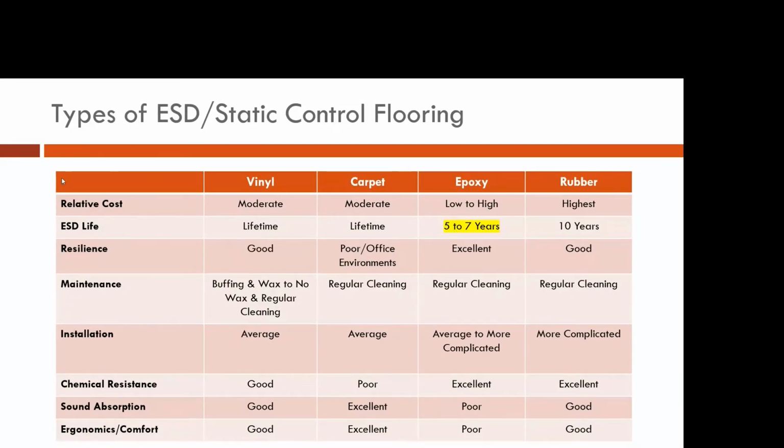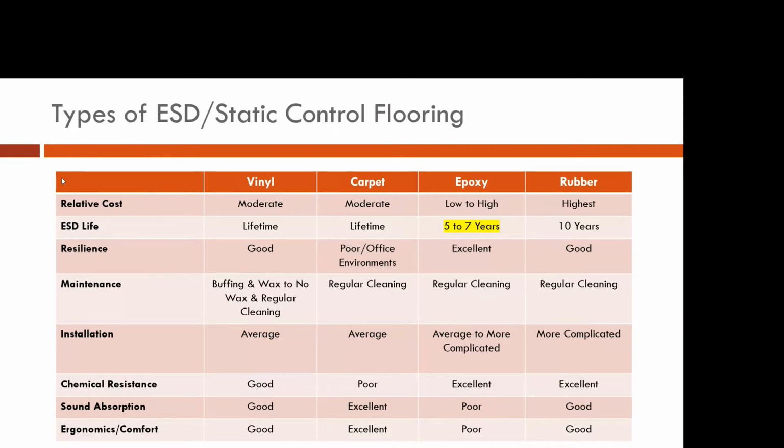So for vinyl and carpet, it's really considered lifetime, because embedded into the materials themselves are carbon fibers generally, or metal alloys, and they don't wear out, they don't wear down, their properties don't dissipate. Unlike epoxies, some epoxies use a salt as their ESD additive, and what happens with that salt is over time, it can dissipate and wear out.